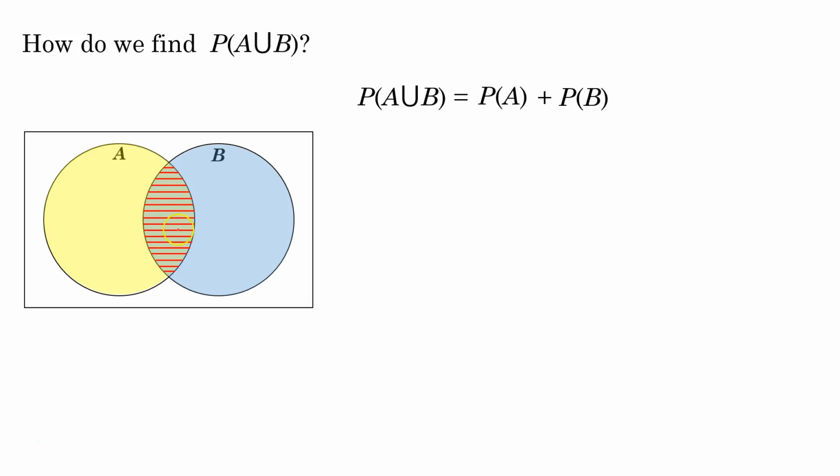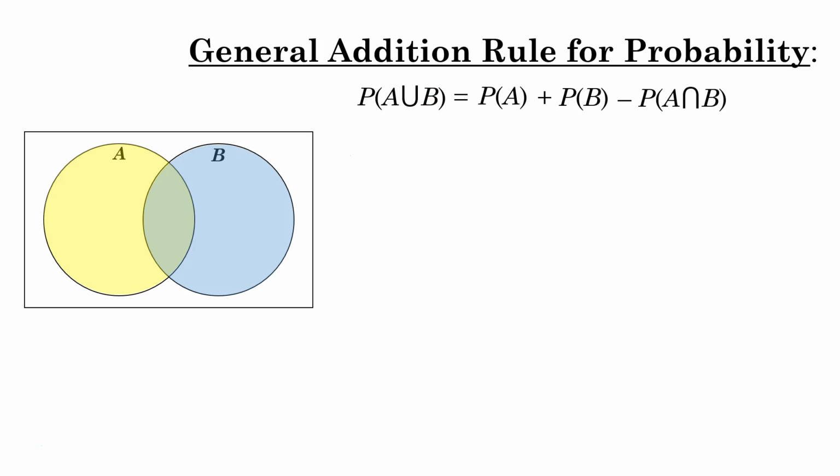So what is this area right here? Well, that's where A and B intersect. So we just need to subtract out the intersection of A and B, and that will give us the probability of A union B, A or B. We call this the general addition rule for probability, and you can do a little bit of not very difficult algebra, adding this to both sides and subtracting that from both sides, and you can also find the intersection of A and B by doing probability of A plus probability of B and then subtracting the union.